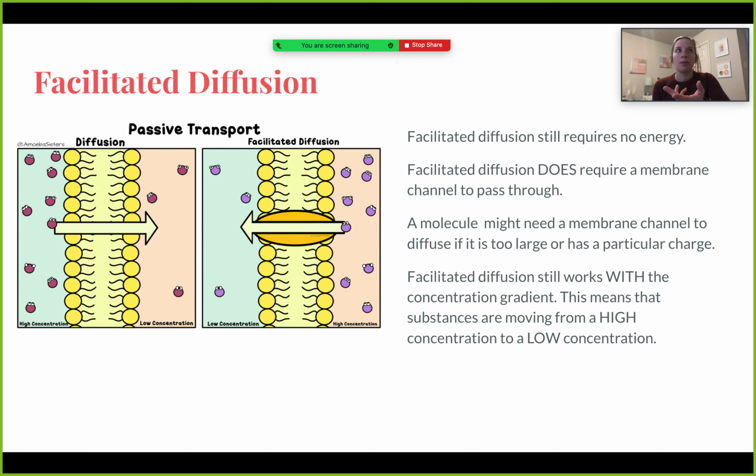Maybe it's because that particular solute was too big. Maybe that solute was charged a particular way. But either way, facilitated diffusion still does not use energy. It's still going from high to low concentration, which does not require any energy. But it does use a protein channel. So it goes with the concentration gradient. When we say that, we mean, again, from high concentration to a low concentration, from tightly packed to spread out. That's with the concentration gradient. And again, that's going to happen naturally.